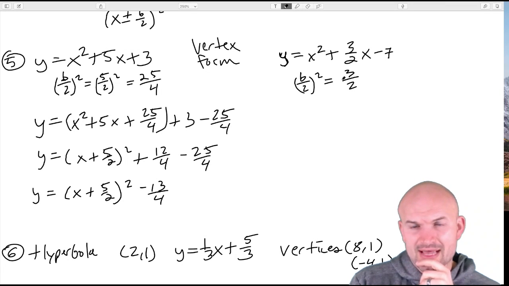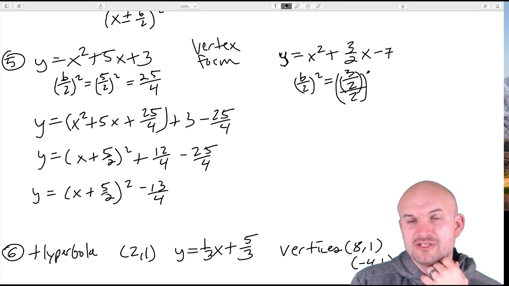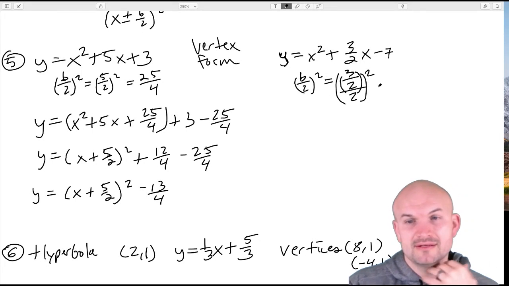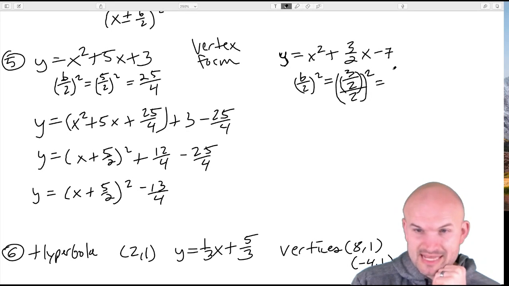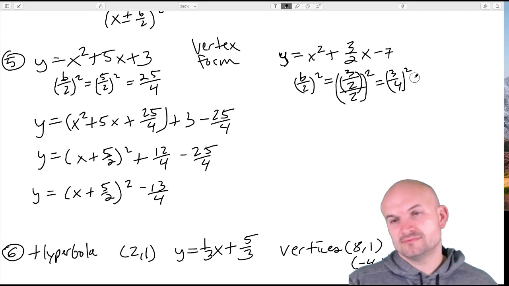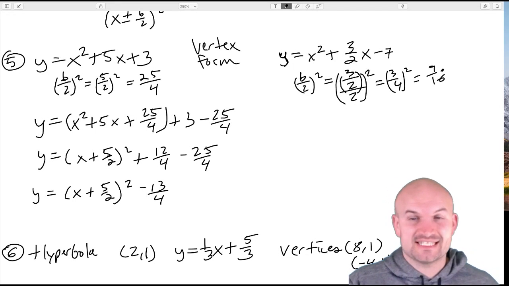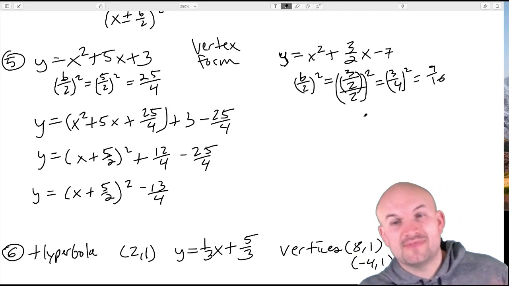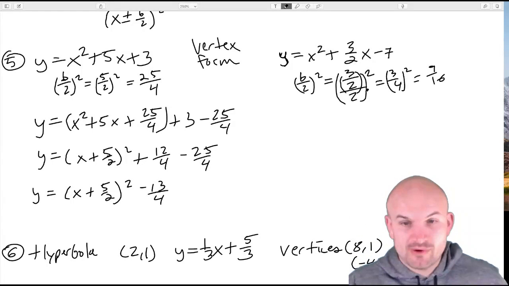So therefore I have 3/2 divided by 2. Now again, dividing by 2 is the same thing as multiplying by 1/2, right? So that's really going to be the same thing as 3/4 squared, which is going to be 9/16. Okay, so that is going to be the value that's going to complete my square.